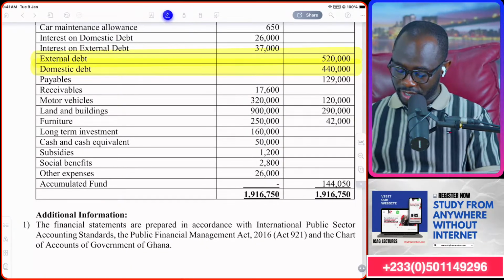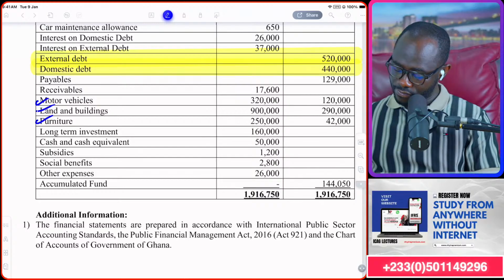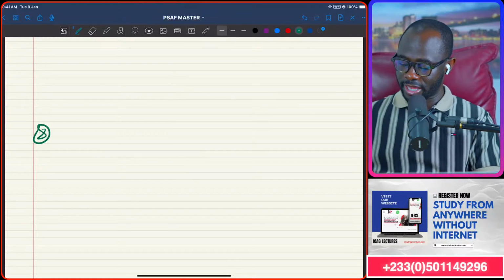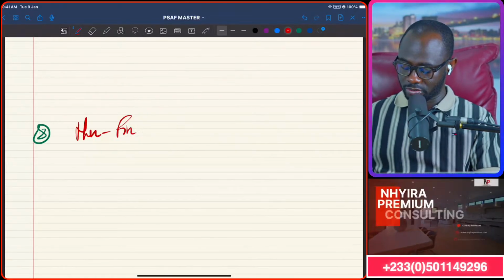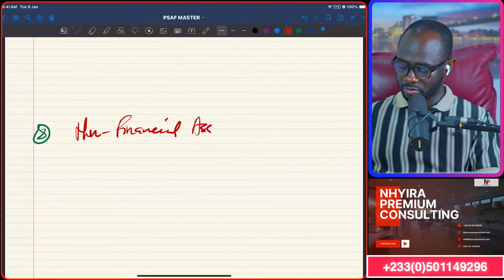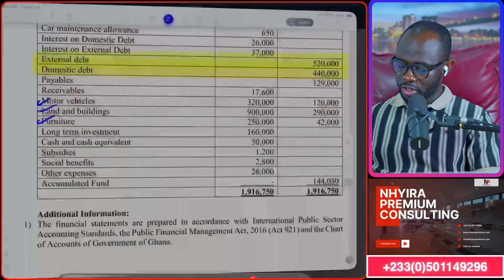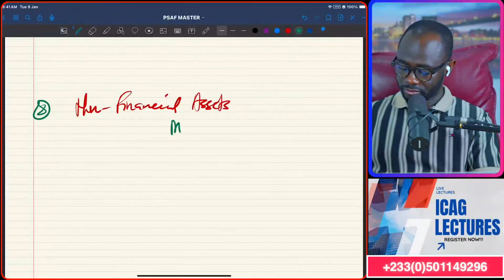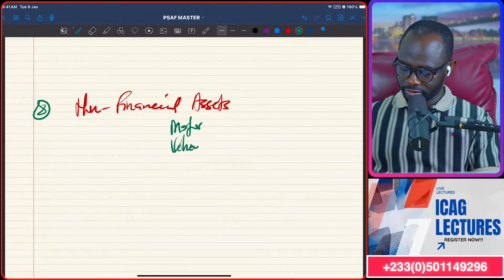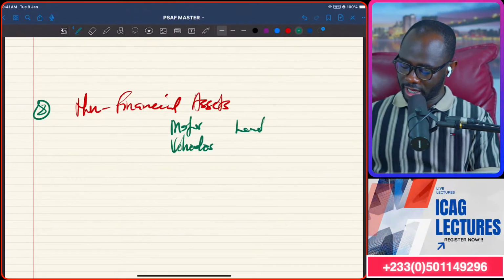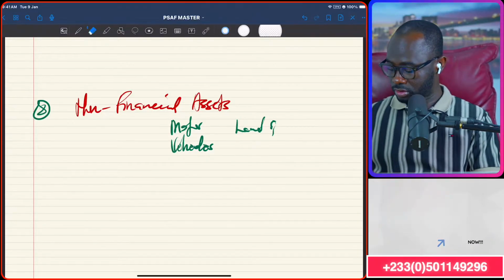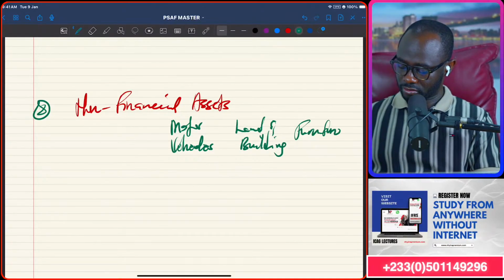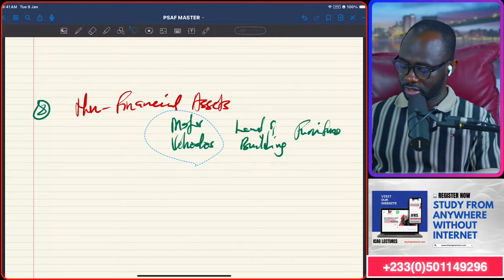Next one, motor vehicle, land and building, furniture. All those are non-financial assets that we have to work for. So working 8, non-financial assets, or sometimes called infrastructure, property, plant, and equipment. So non-financial asset, we have motor vehicle, we have land and building, we have furniture. So motor vehicle, land and building, then furniture.